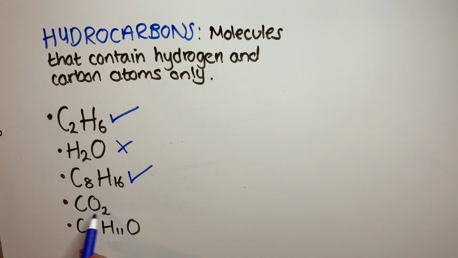If we look at our next molecule, we have carbon joined to oxygen. So that would not be a hydrocarbon. And then lastly, we have 5 carbons, 11 hydrogen atoms and 1 oxygen atom at the end. So that would not be a hydrocarbon.